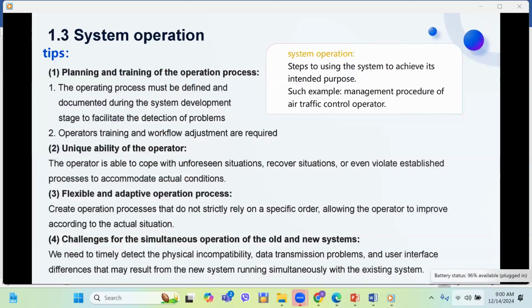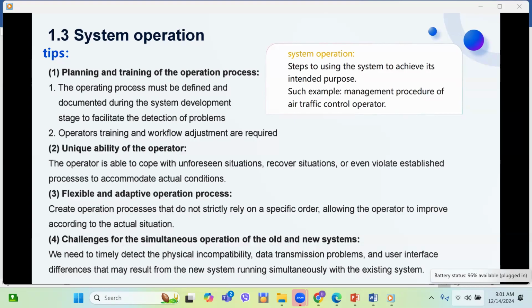Steps to using the system to achieve its intended purpose. For example, the management procedure of an air traffic control operator. Tips. 1. Planning and training of the operation process. The operating process must be defined and documented during the system development stage to facilitate the detection of problems. Operators' training and workflow adjustment are required.